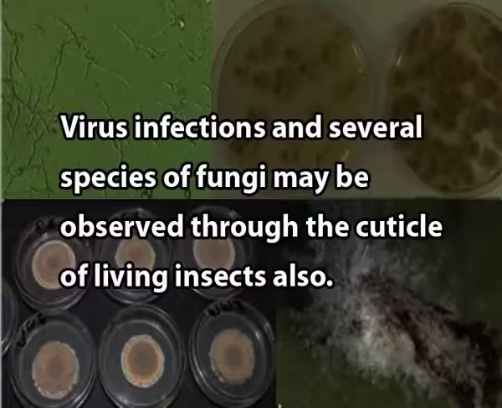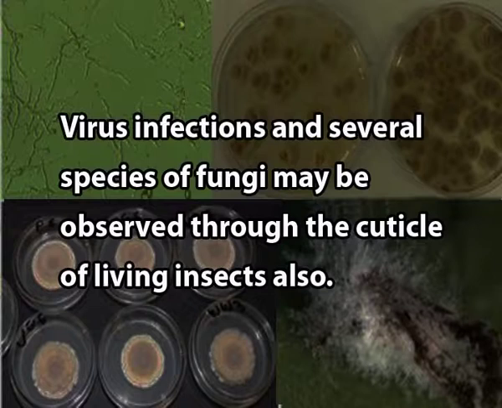Moreover, melanized areas of the insect cuticle are often due to immune responses of the host as a result of invading nematodes, fungi, baculoviruses, and microsporidia. Virus infections and several species of fungi may be observed through the cuticle of living insects also.